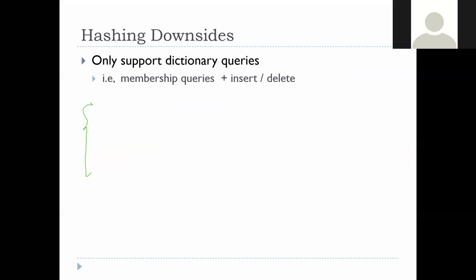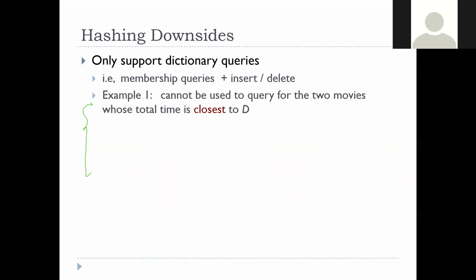Again, it is very effective when you have dictionary-type queries. But that's also the problem of hashing, namely, it's only efficient for membership queries plus insertion and deletion. If you have other queries, then a hash table may not be efficient. Suppose that instead of finding two movies whose total time is exactly D, you want to find the two movies whose total time is closest to D. Unfortunately, the hash table is not effective for that.